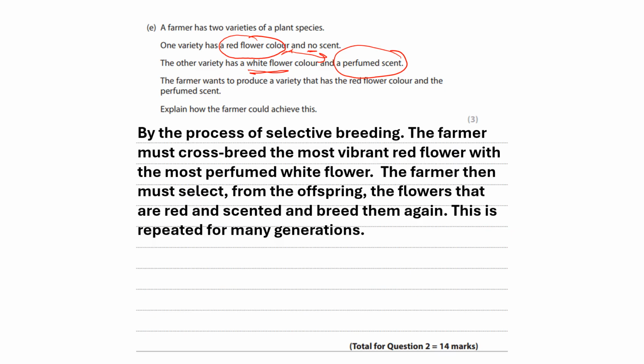Well, this is achieved by the process of selective breeding. The farmer must crossbreed the most vibrant red flower with the most perfumed white flower. The farmer then must select from the offspring the flowers that are red and scented and breed them again. This is repeated for many generations.